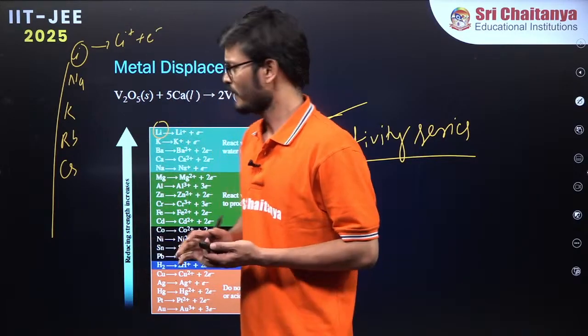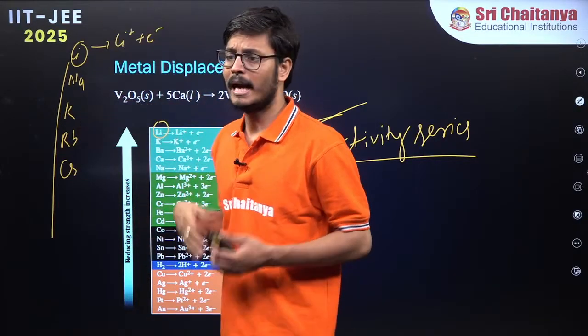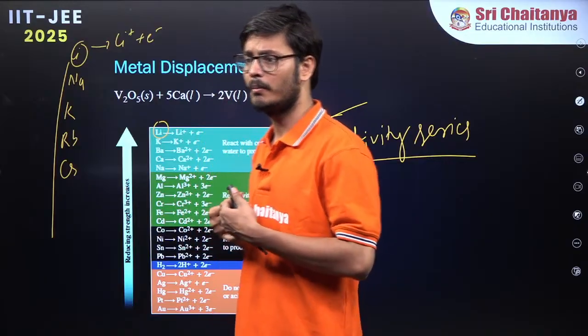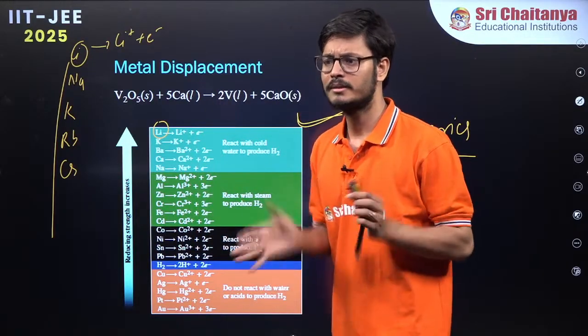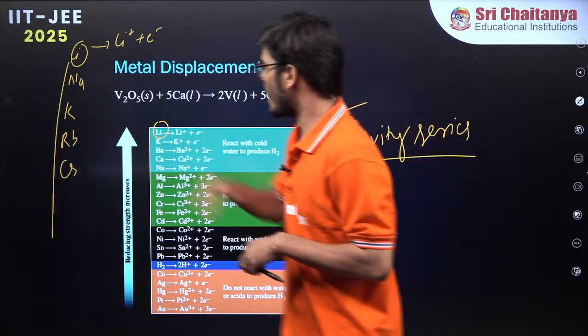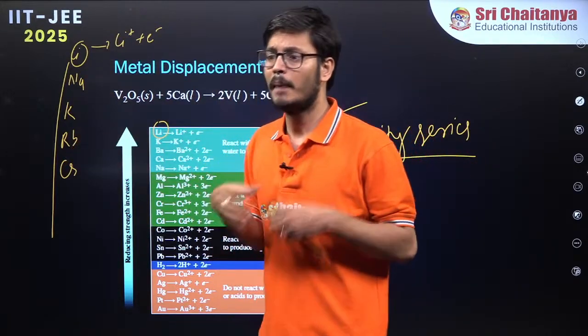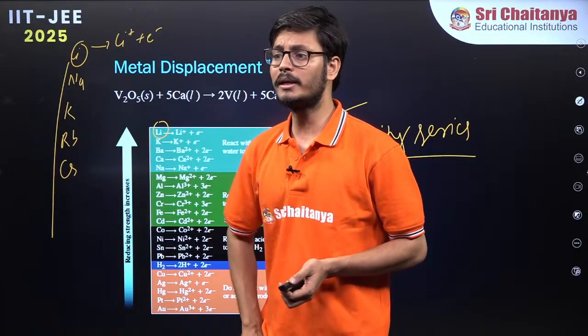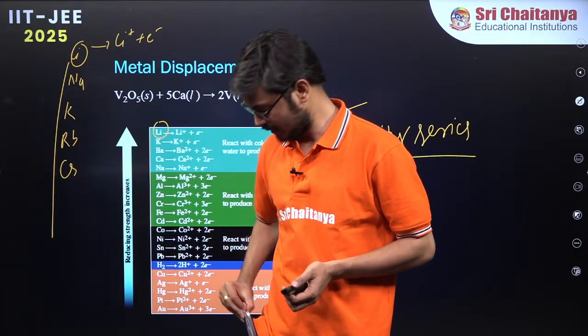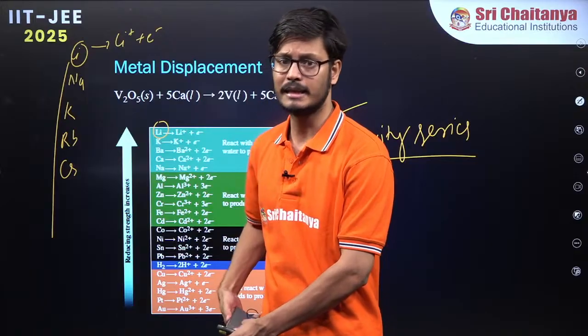Now, if you go top to bottom, it is visible but not clear. No problem, I'll explain. Don't worry about this one. Just listen to my concepts clearly. So as we go top to bottom, metallic character increases. That means the ability to donate electron increases, right?